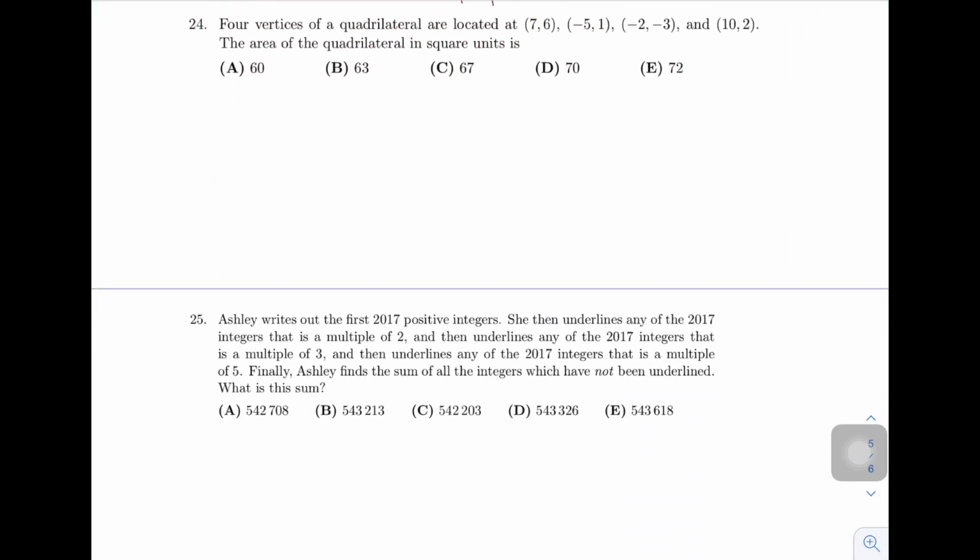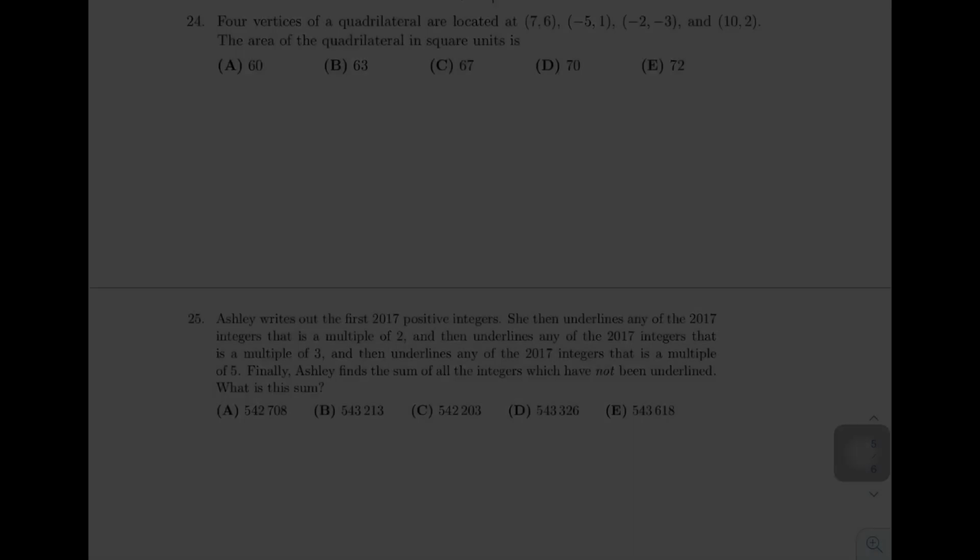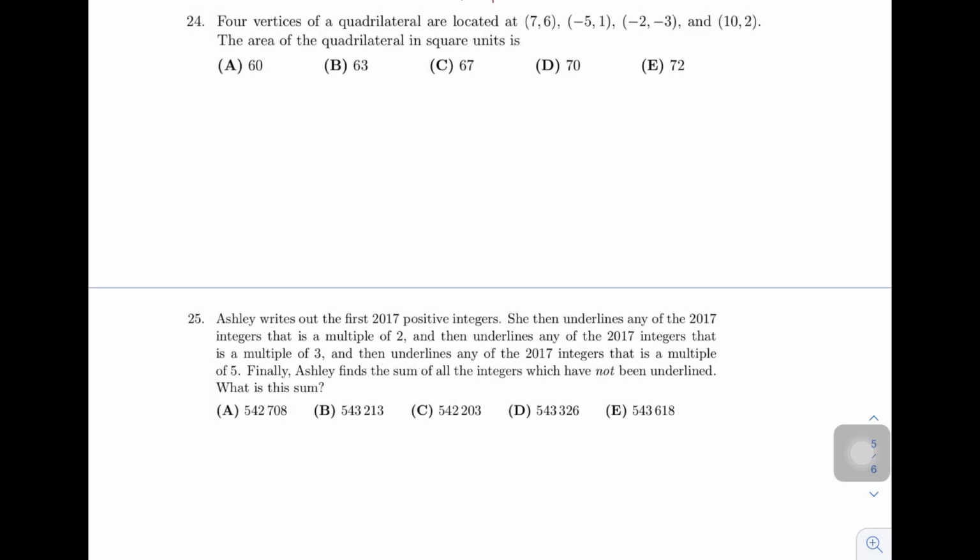Question 24. 4 vertices of a quadrilateral are located at (7, 6), (-5, 1), (-2, 3), and (10, 2). The area of the quadrilateral in square units is... So for this question, I'm going to be drawing the diagram directly, and we can see how much easier it will get from using the diagram.